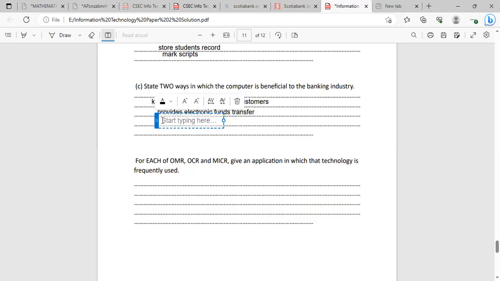All right, next one. It provides automated teller machines. You know, all that already.